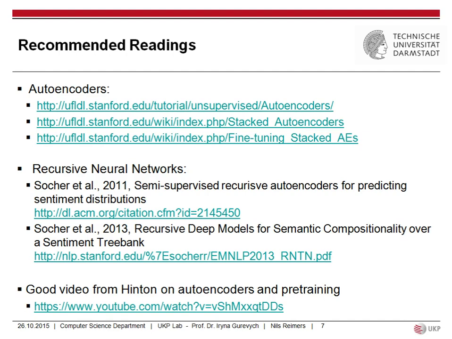Okay, recommended readings for today. We're going to talk about autoencoders and recursive neural networks. There are two papers from Richard Socher, which are really nice. And there's a good video from Hinton on autoencoders and pre-training. Hinton is the grandfather of deep learning with his paper in 2006. He started the deep learning trend. And the video is also really interesting because he talks about sex and Al-Qaeda and what you can learn from them for deep learning, and how you can map these concepts to deep learning and make your predictions better. I hope this raises your interest in watching this video, because I will not tell you what he is talking about here. Well, it's a nice video.